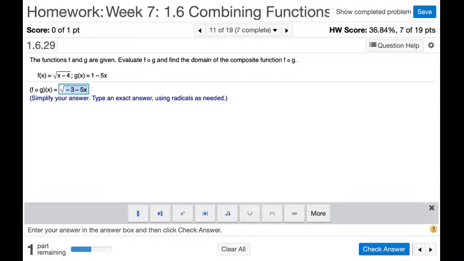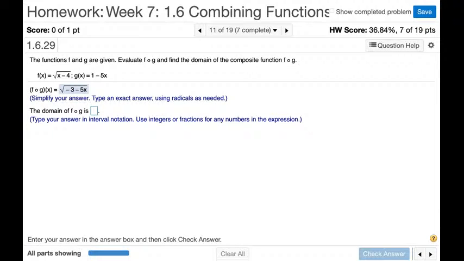Now for the domain, the inside function is g. That domain is all reals. For the simplified function, we can't take the square root of negative, so this has to be greater than or equal to 0. So if we add, that's going to be 5. Let me write that part out.